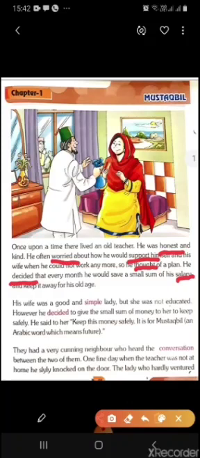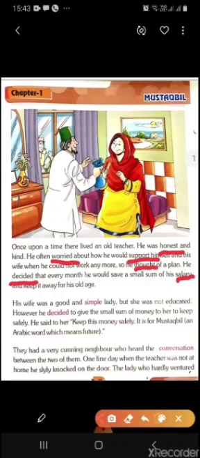His wife was a good and simple lady, but she was not educated. However, he decided to give the small sum of money to her to keep safely. He said to her, "Keep this money safely. It is for Mustaqbil," an Arabic word which means future.